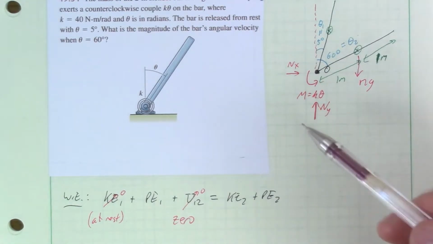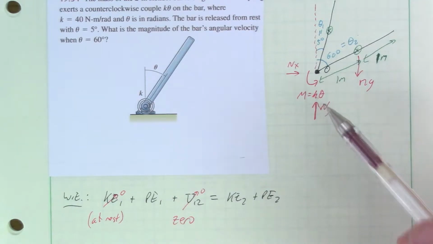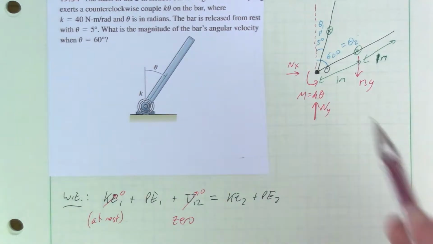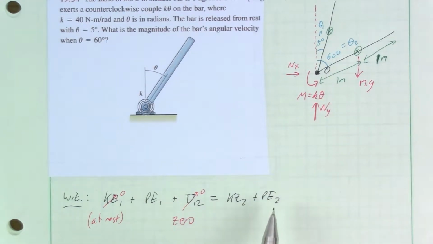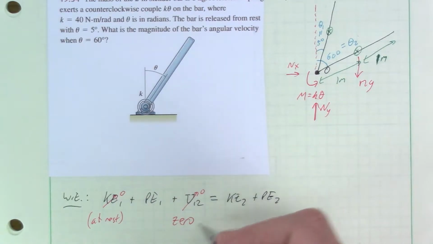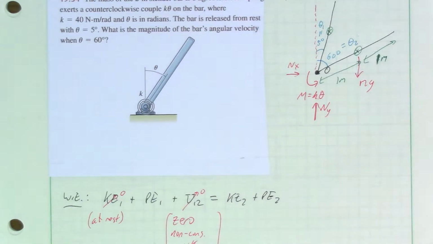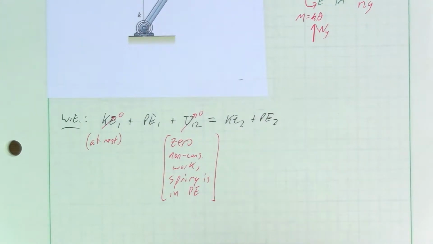So before we had this applied moment, k theta, in the previous problem, and we entered that here. Well, because this is a torsional spring, we can actually enter it into our potential energy terms. Okay? So this is 0 non-conservative work. And then our spring is in potential energy. So if you're looking for that torsional spring, you'll find it in the potential energy terms.